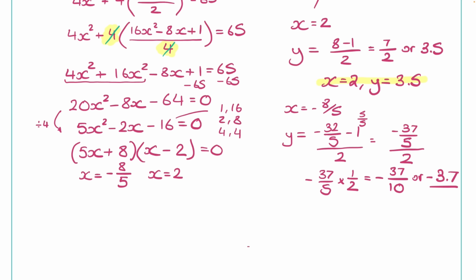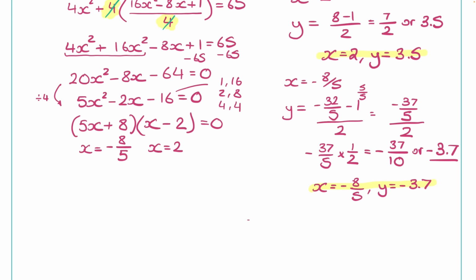Right, there we go. You could leave that as a fraction as well. It doesn't say anywhere that it has to be simplified. So we have x equals minus 8 over 5 and y is equal to minus 3.7, or any other variation of ways that you want to write that number. You don't have to write it as a fraction, you don't have to write it as a decimal, either one's absolutely fine. But there we go, there is our second set of solutions.